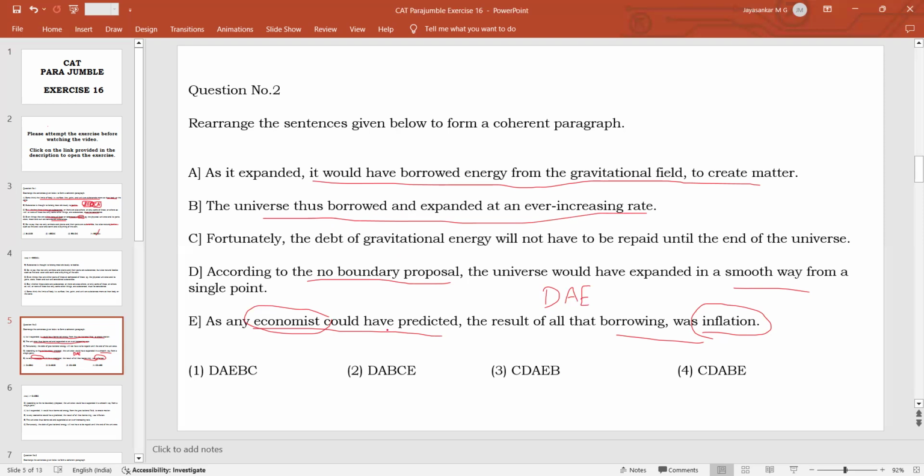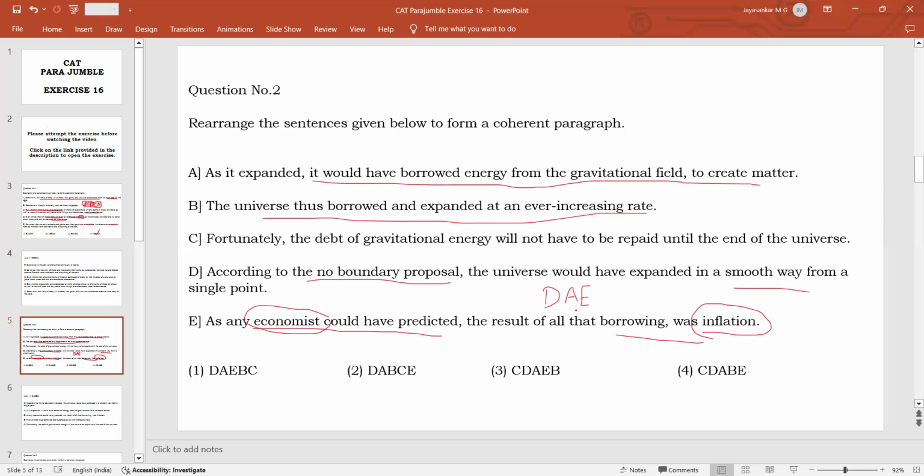Option E says that like in economics, borrowal leads to inflation. Same way, any borrowal of energy from the gravitational field leads to expansion. That is why the universe thus borrowed and expanded. The statement is not saying that it expanded through borrowal. It is saying borrowed and expanded, meaning borrowal is leading to expansion. So just like in economics, where borrowal is leading to inflation, in the universe, borrowal is leading to expansion.